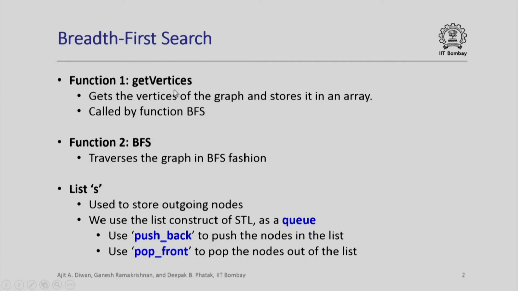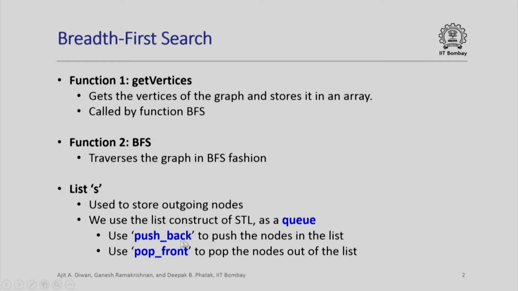The first function, get vertices, works exactly as it did earlier. The breadth first search is a function which will traverse the graph in the BFS fashion. We will now use a list S, the list construct of STL, as a queue. This is also used to store outgoing nodes, but the fundamental difference is that instead of a stack, we are going to use this list as a queue.